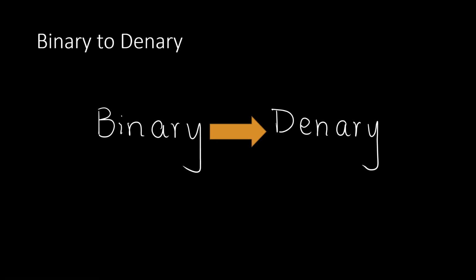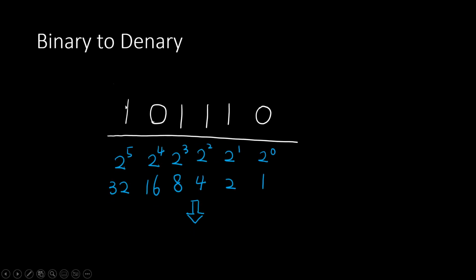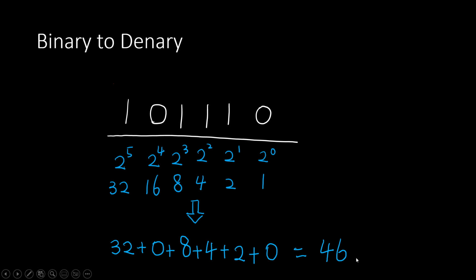Now let's come to an interesting question. How can we convert a binary number into its corresponding denary? Well, the answer is very simple. We just multiply each bit with its bit weight. For the left-most bit, 1 times 32, we have 32. Then 0 times 16, we have 0. 1 times 8, we have 8. 1 times 4, we have 4. 1 times 2, we have 2. 0 times 1, we have 0. Then we just add these numbers up, and we get 46, which is the answer.